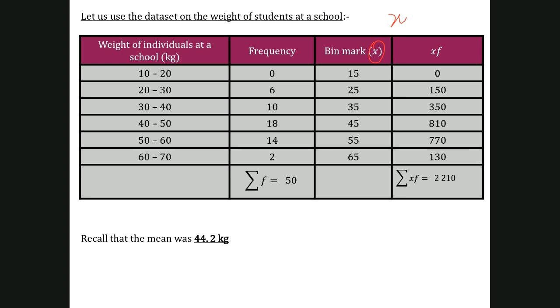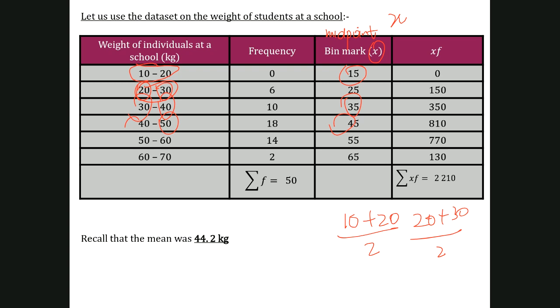It's calculated as follows. You have a different midpoint for each interval. For the first interval, it's 10 till 20. The midpoint is calculated as 10 plus 20, divided by 2. That gave you the 15. The next one was 20 plus 30 divided by 2. So you basically just take the lower limit plus the upper limit divided by 2. And then the next was 30 plus 40 divided by 2, which gave you the 35. 40 plus 50 divided by 2 gave you the 45, and so on. So this is how you got to the midpoint, which is also called a bin mark.